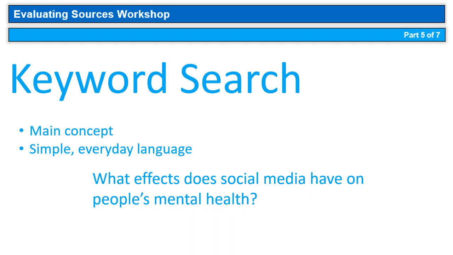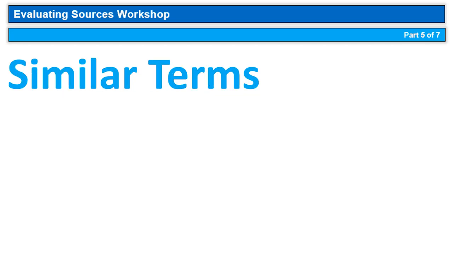With our keyword in mind, we should consider some similar terms or synonyms. Why? Because not every article about your topic will use the same keyword. Ask yourself, what other words could the author use to describe this concept? For example, one article about zombies may use the term zombie, while another uses living dead.